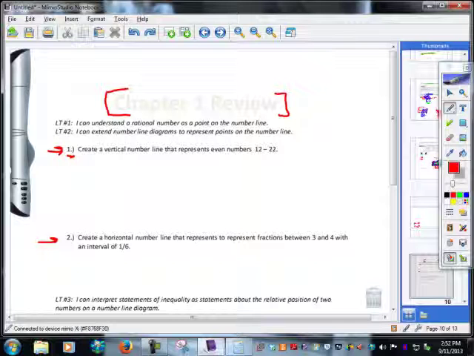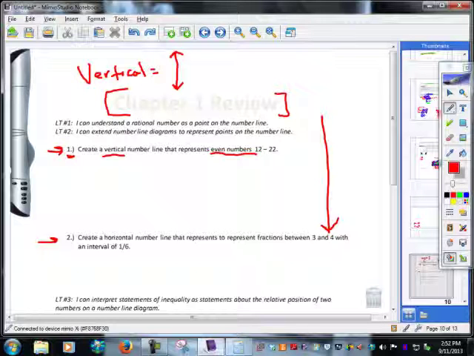Now, number 1 says, create a vertical number line that represents even numbers. Here's your key thing. There are 2 key words here you need to know. You need to know what the word vertical means. Some of you are still mixing this up. The word vertical means up and down, okay? The way I remember it is, as a basketball coach or a football coach, I like to know what my kids' vertical jump is. In other words, how far can they jump off the ground? A vertical jump, you jump straight up. So think of it that way. Let's go ahead and do that.